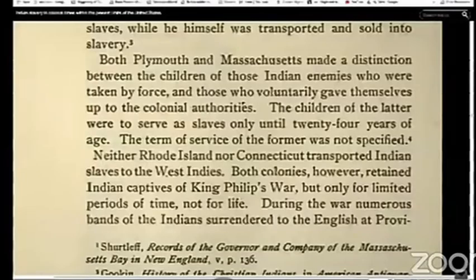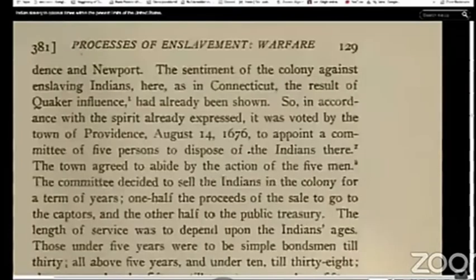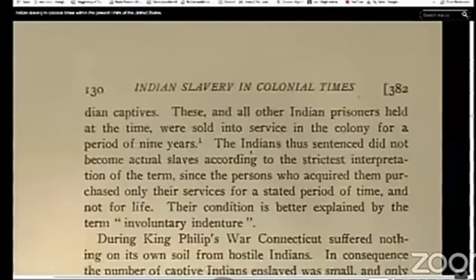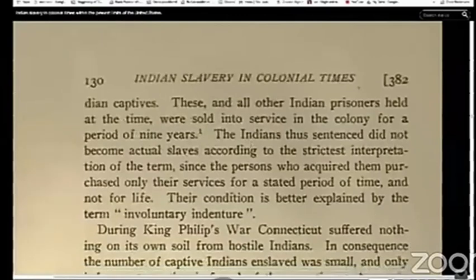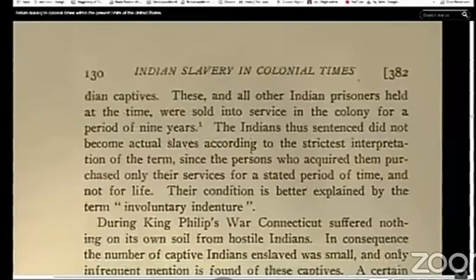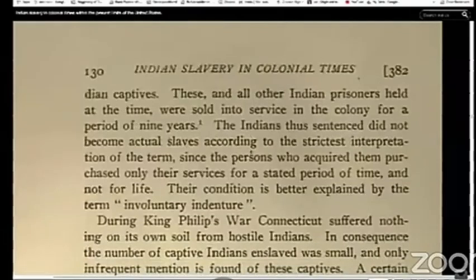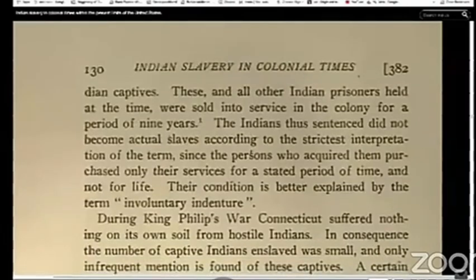Neither Rhode Island nor Connecticut transported Indian slaves to the West Indies. Both colonies, however, retained Indian captives of King Philip's War, but only for limited periods of time, not for life. During the war, numerous bands of the Indians surrendered to the English at Providence and Newport. These and all other Indian prisoners held at the time were sold into service in the colony for a period of 9 years. The Indians thus sentenced did not become actual slaves, according to the strictest interpretation of the term.